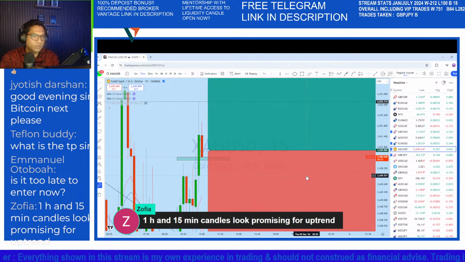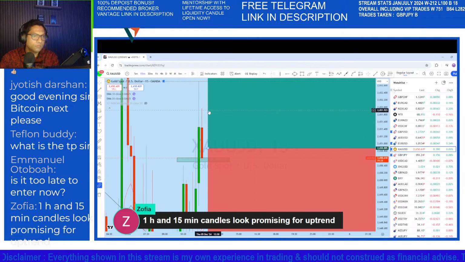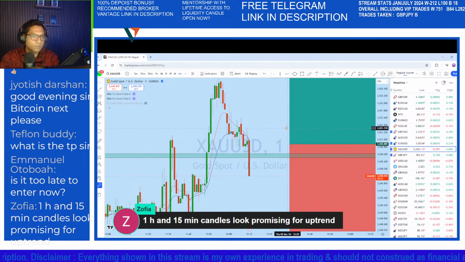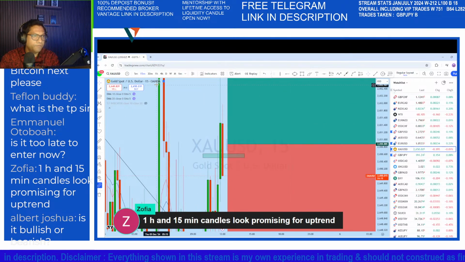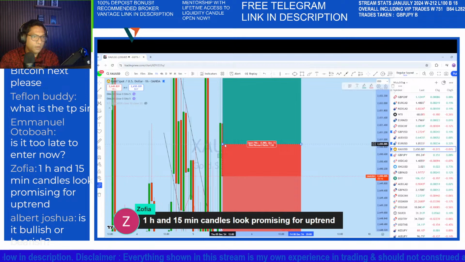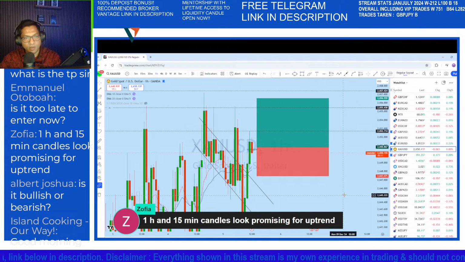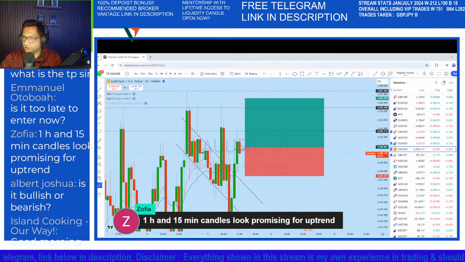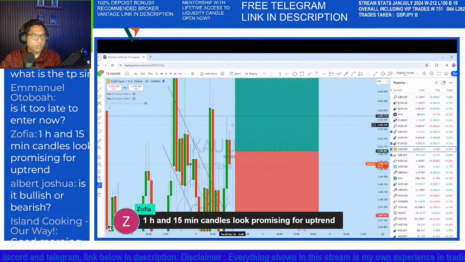You can see 15 minutes closing nearly. So there is the 1 hour. Here is when the market is in a choppy fashion, the market finds it difficult to break out.